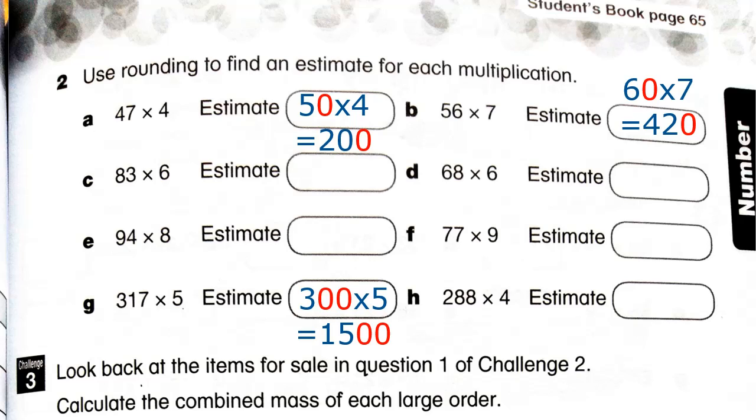H is 288 multiplied by 4. I'm going to round up because of the tens, 80. So 288 will be rounded up to 300. And 300 multiplied by 4 equals 1,200, since 3 by 4 is equal to 12.